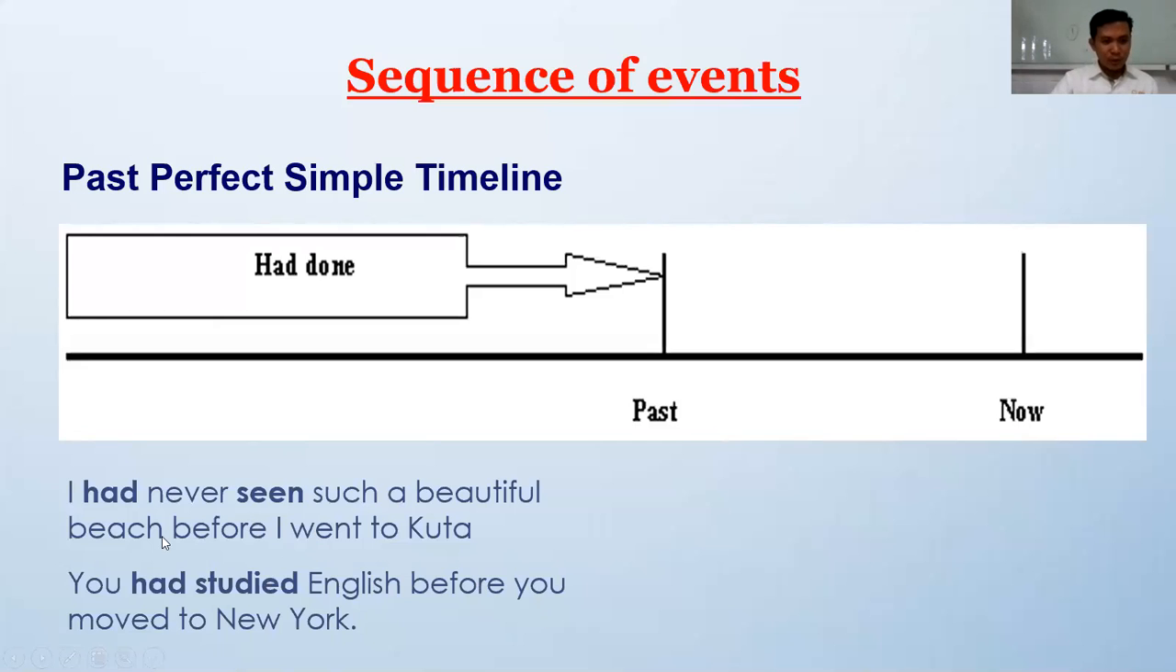Okay. So you can use the conjunction here, using before. Yeah, use before here. I had never seen such a beautiful beach before I went to Kuta. You had studied English before you moved to New York. Okay, next.